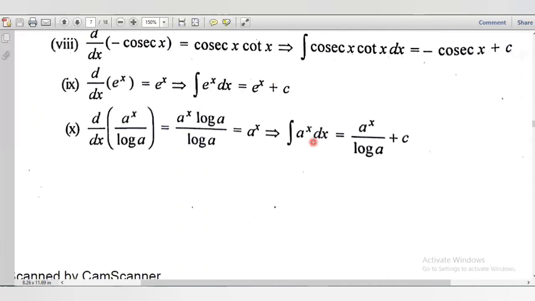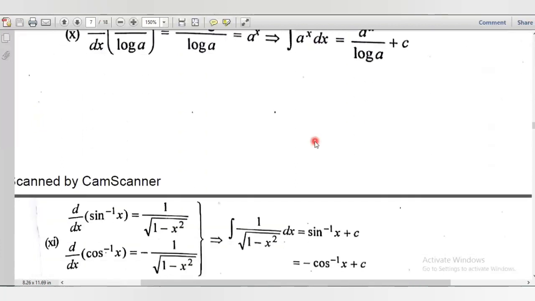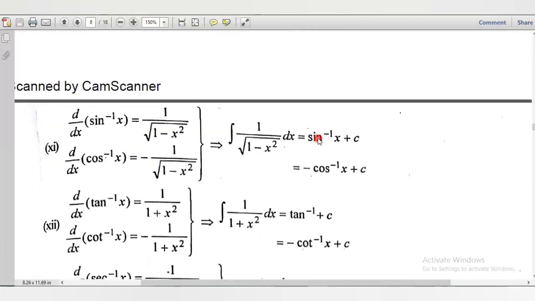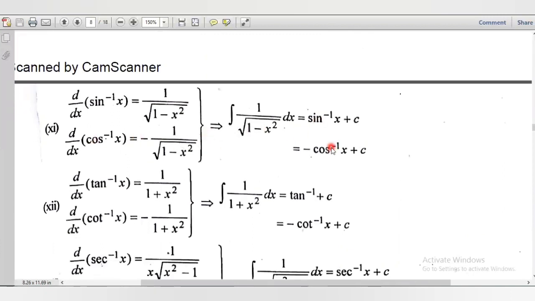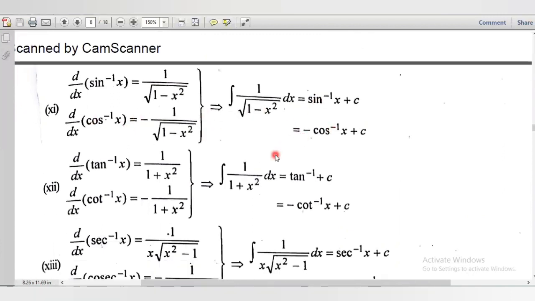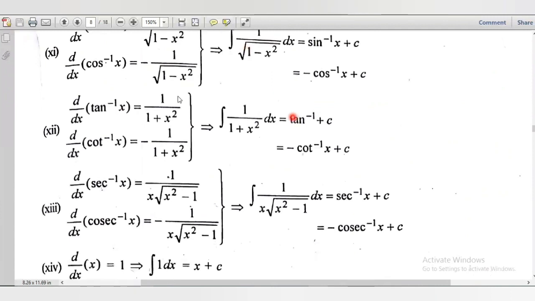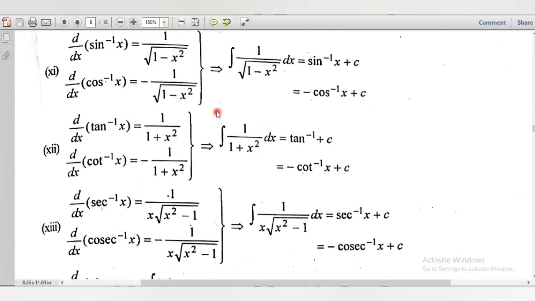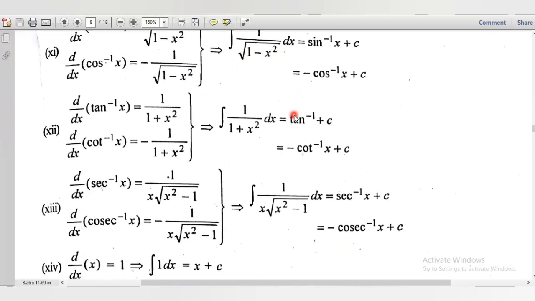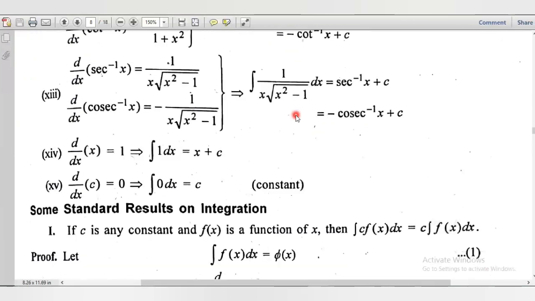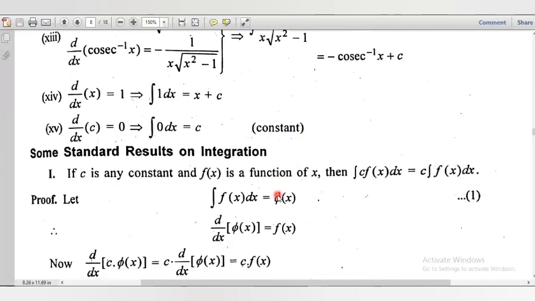So if you go through this formula and the examples, definitely it's not going to be so difficult. These are very basic things. So, more formulas. See, here simultaneously, not directly the formula written, firstly the derivative, and then the formulas of integration are written here, some standard results on integration.